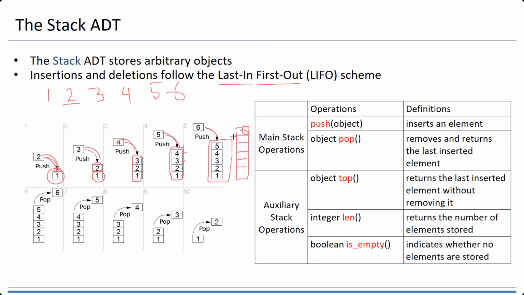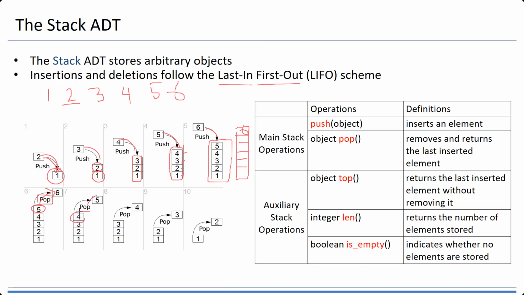And let's say I'm going to remove from the stack. When I want to remove from the stack, it means I will remove from the top. So there will be a function, we call it pop. Pop means I'm going to remove the top. So 6 will be removed. And then if I run pop again, again we will remove the top. The top now is 5. So 5 will be removed.